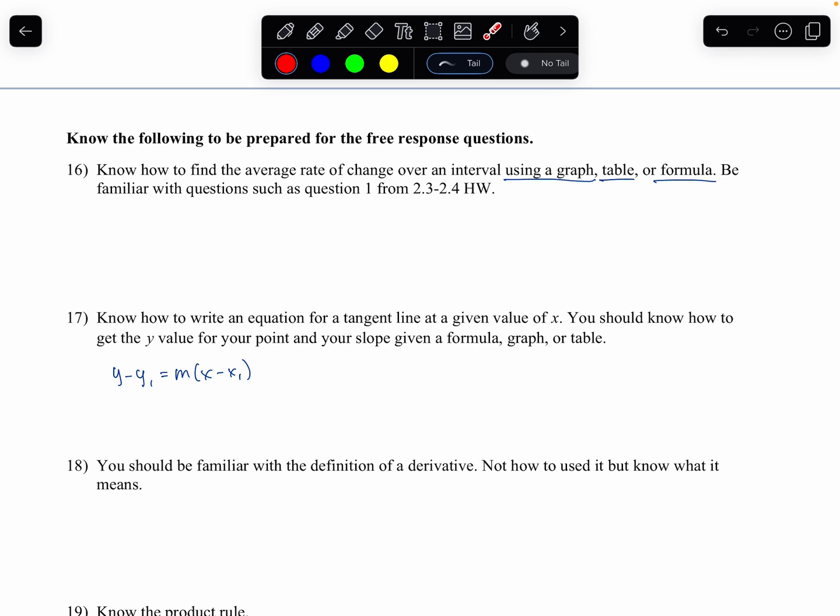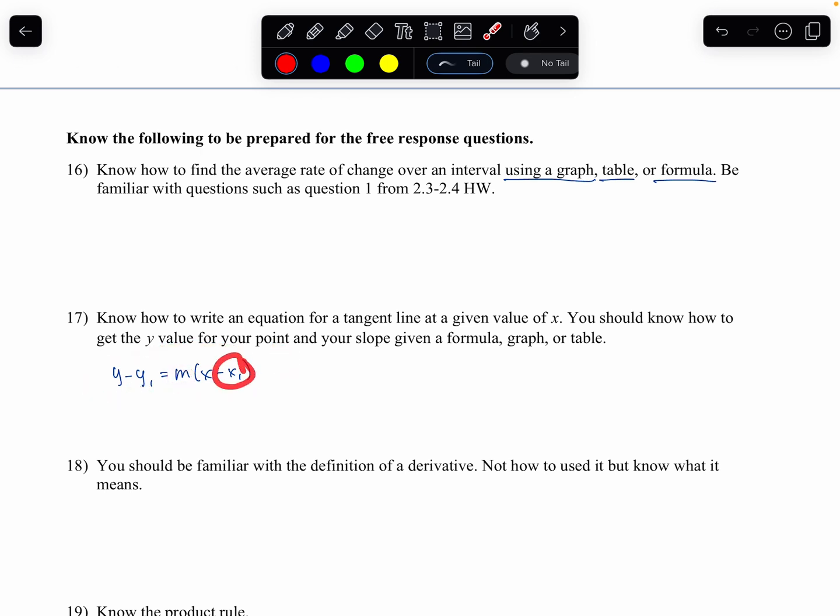And then to find m, it's going to be the derivative of your function. Now, sometimes what if the derivative is given to you as a graph? Then look at f prime at this x value to get the slope. So can you get all this information from a formula, graph, or table? So it's pretty easy. You just need these three things.